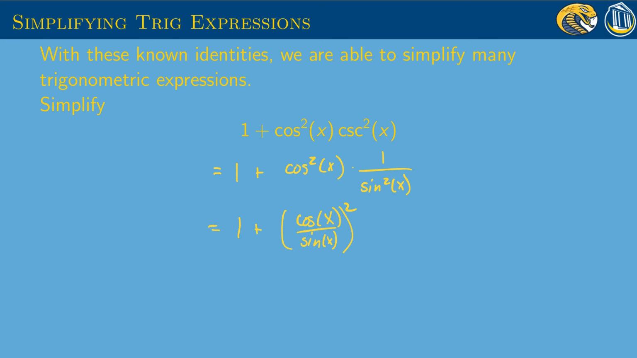squared. Since we know that cosine over sine is the same thing as cotangent, we could write this as 1 plus cotangent squared x. And that's probably about as simplified as we can get, but we'll come back to that one in just a sec. Remember 1 plus cotangent squared.